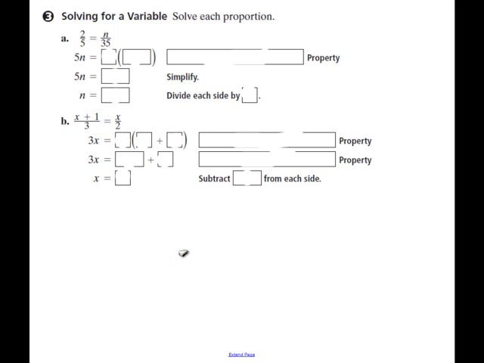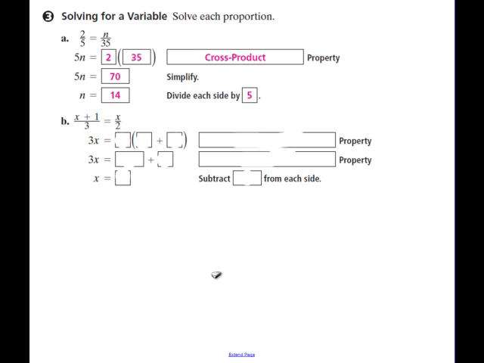Moving on, now instead of having two variables, we're only going to have one. So we can continue to use our cross product property. It's fairly straightforward. 5 times n, so we've got 5n on this side, and then 2 times 35, which is going to be 70. And then we would just divide both sides by 5. That way we isolate our n, and 70 divided by 5 is going to be 14.